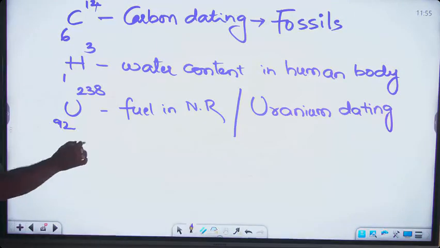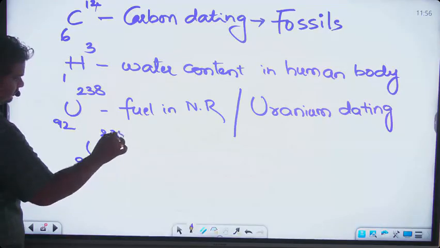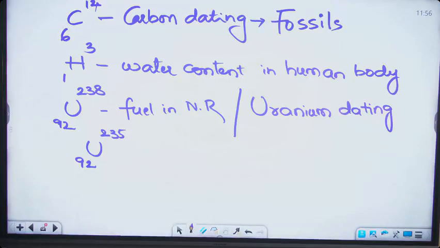Then uranium 92-235, it is used in atom bomb. Uranium 92-235 is used in atom bomb.